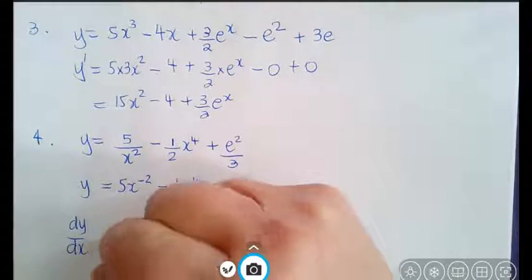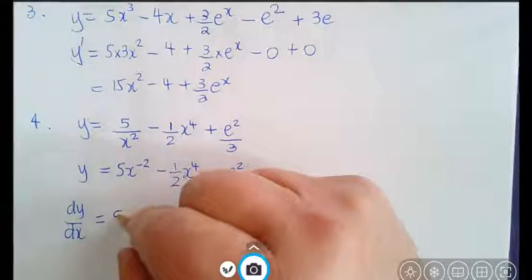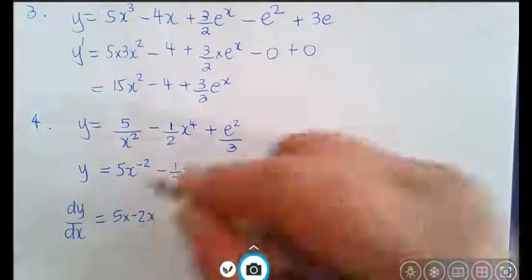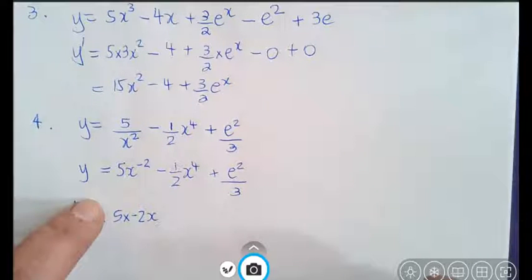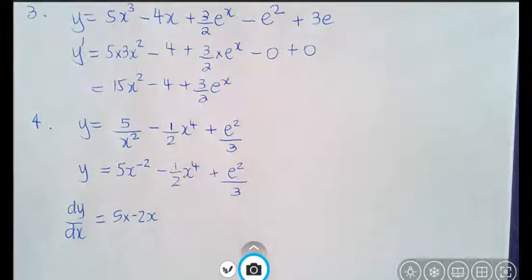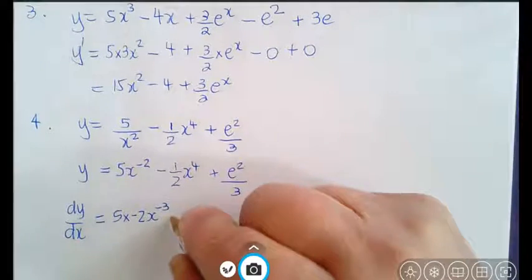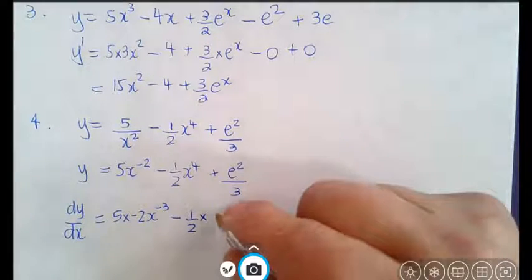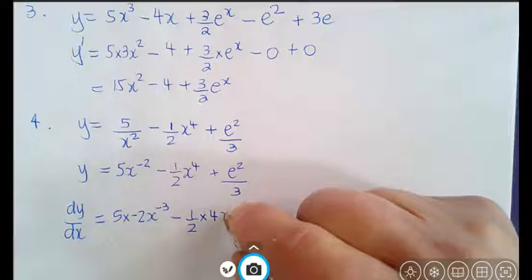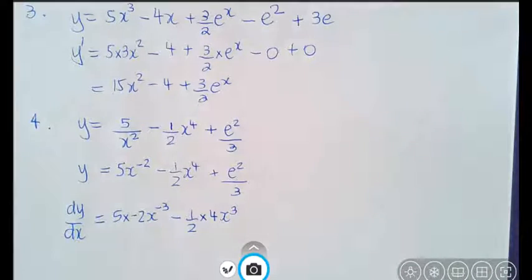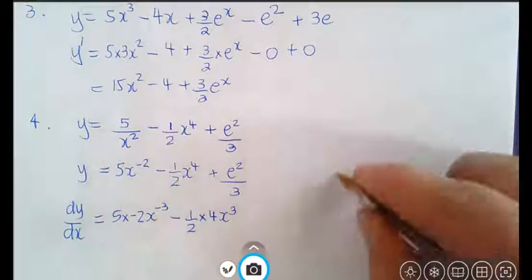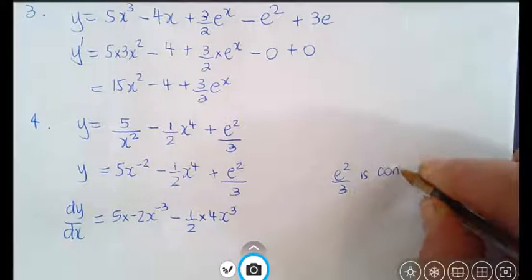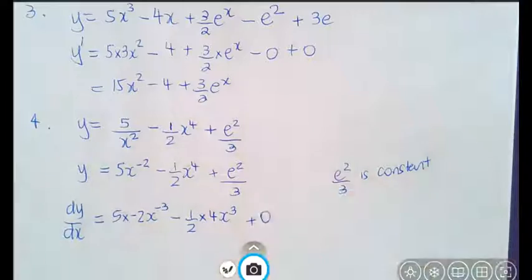dy/dx equals, off we go, 5 times negative 2x. So we keep the constant. We bring the power down, we write it out, we drop the power by 1. Yeah, don't put negative 1. You go negative 2 minus 1, negative 3, minus a half is the constant, times what? Bring the 4 to the front, 4x cubed, and that is a constant. It's just a number. So you get plus 0.